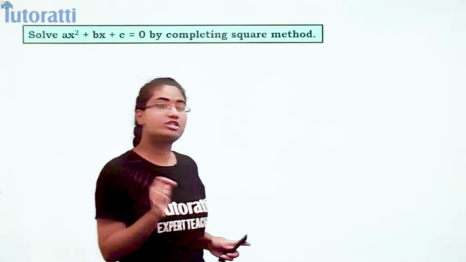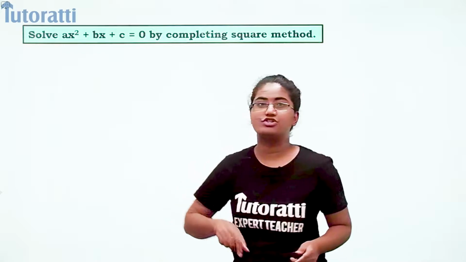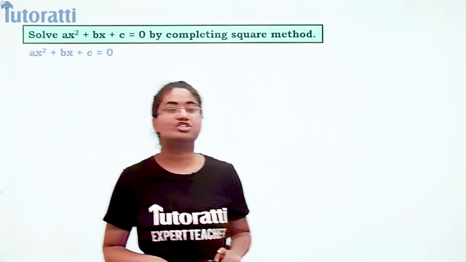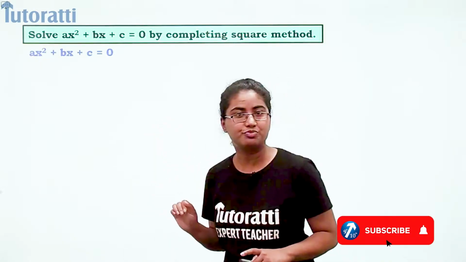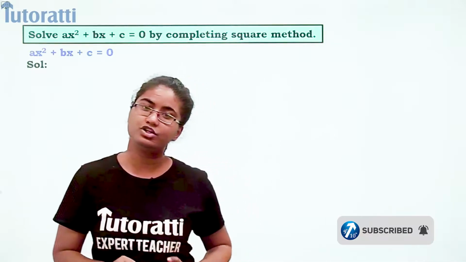But the sum that we are going to solve, or the equation that we are going to solve, is our standard equation. Can we try that? Let us try. So now our equation is ax square plus bx plus c equals to 0. Do you remember the steps of completing the square method?